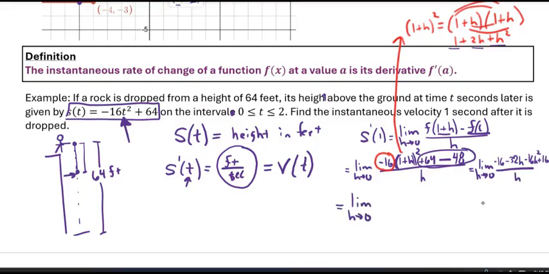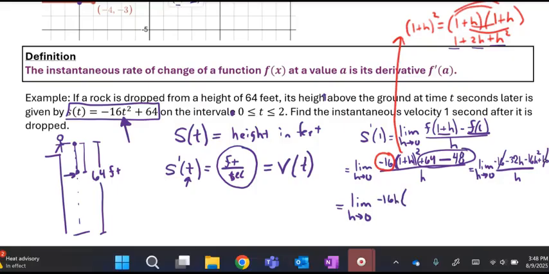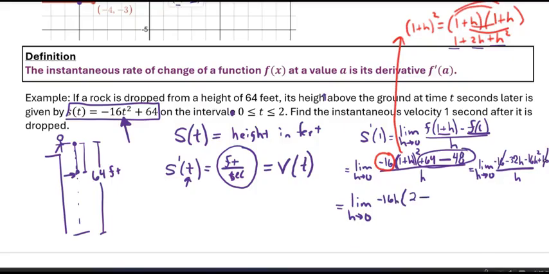Simplify that down a little bit. Notice the negative 16 and the 16 cancel out. With what's left, we can factor out. I'm going to factor out a negative 16h just to clean this up a little bit. So the first term, I'll have 2, and the second term, I'll have h all over h. This would cancel out. And now I can plug in my 0 for h. So I have negative 16 times 2 plus 0, or negative 32.